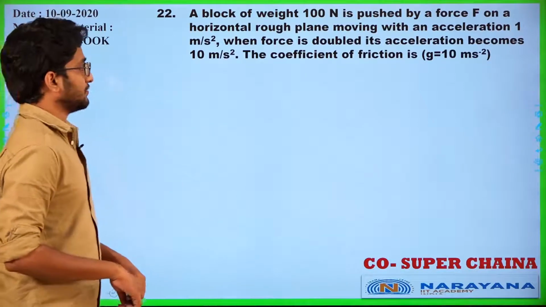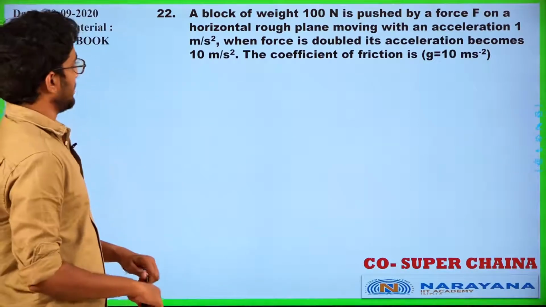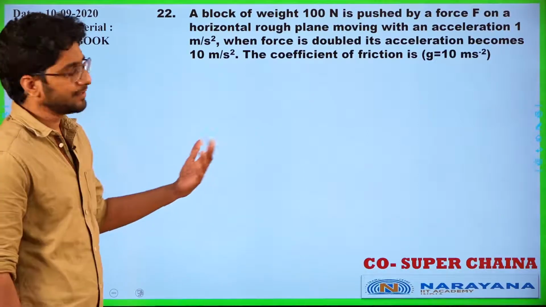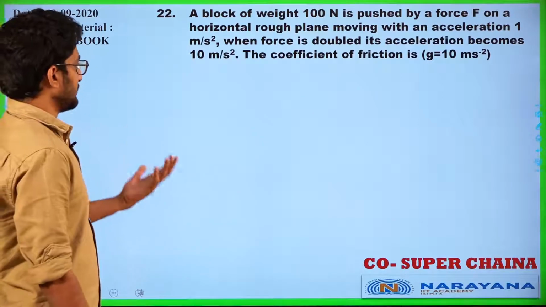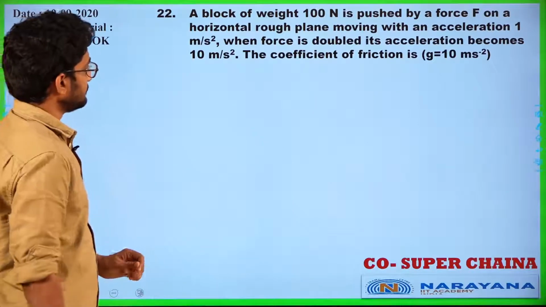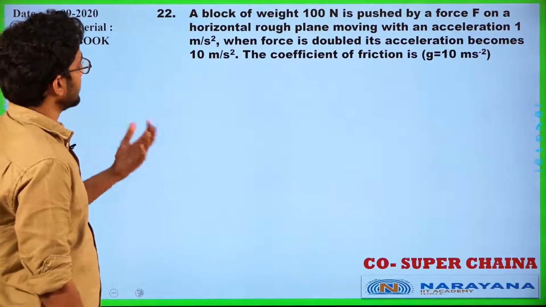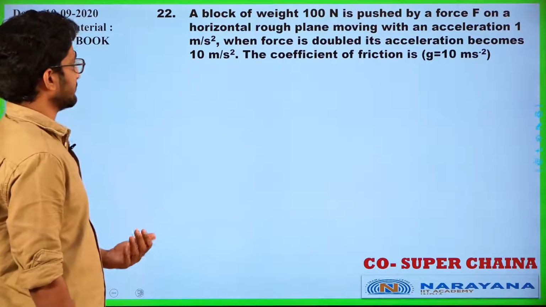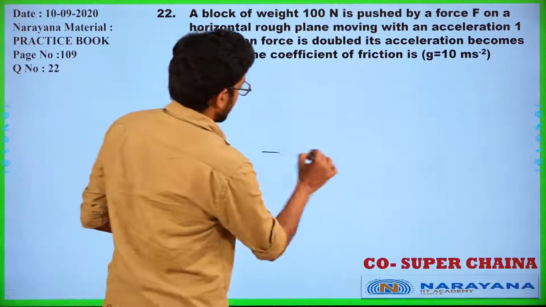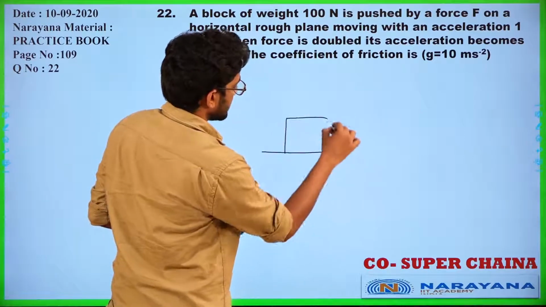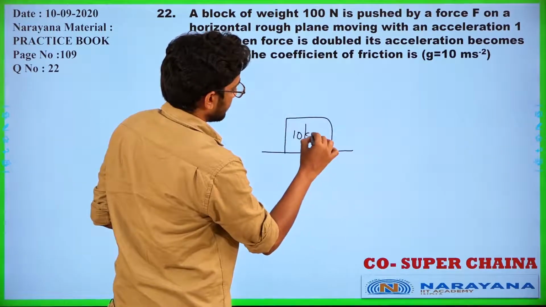Next, a block of weight 100 newtons is pushed by a force F on a horizontal rough plane, moving with an acceleration of 1 meter per second square. When the force is doubled, the acceleration becomes 10 meters per second square. Okay. So there is a block of weight 100 newtons. So I say that is of mass 10 kgs.